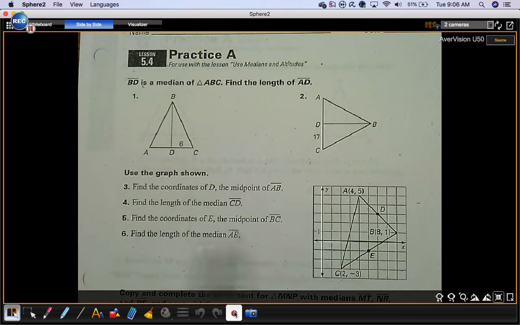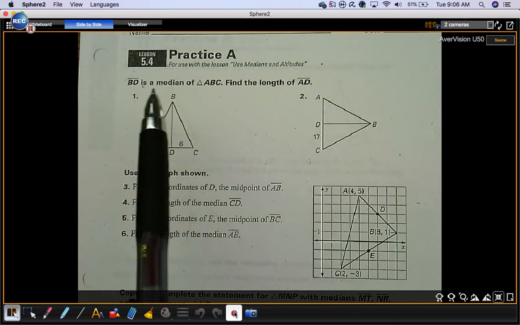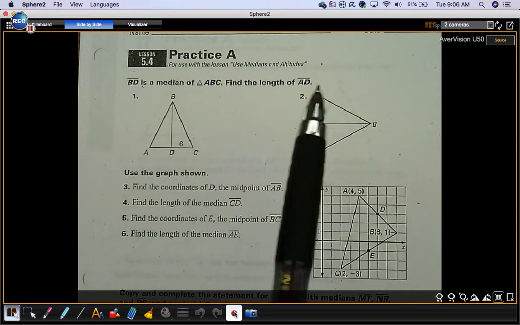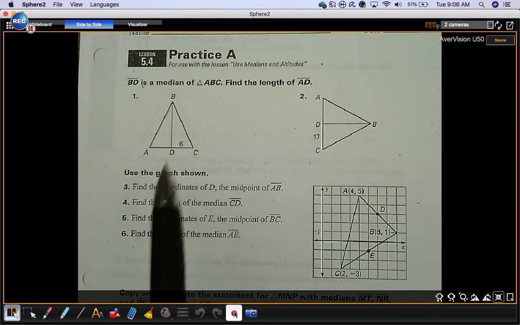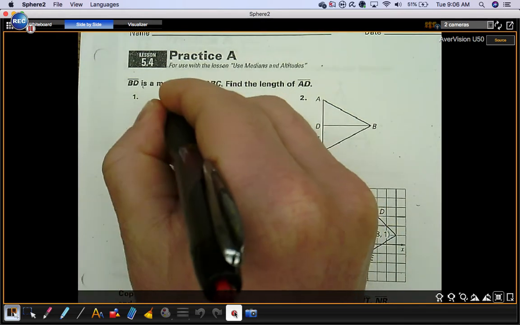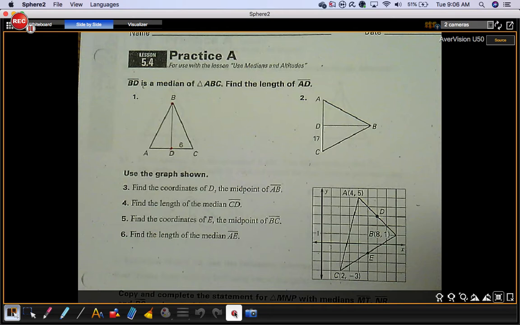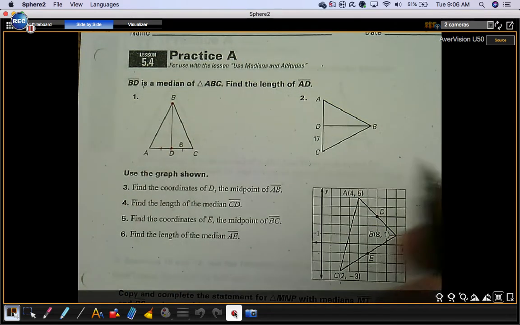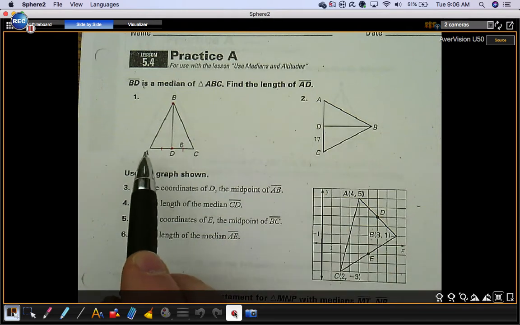To say for section 5.4, segment BD is a median of triangle ABC. Find the length of segment AD. So let's remember what a median is. A median is going to touch a vertex, and it's going to touch a point on the other side, and that point on the other side must be a midpoint. So this is how that helps you find the distance from A to D.